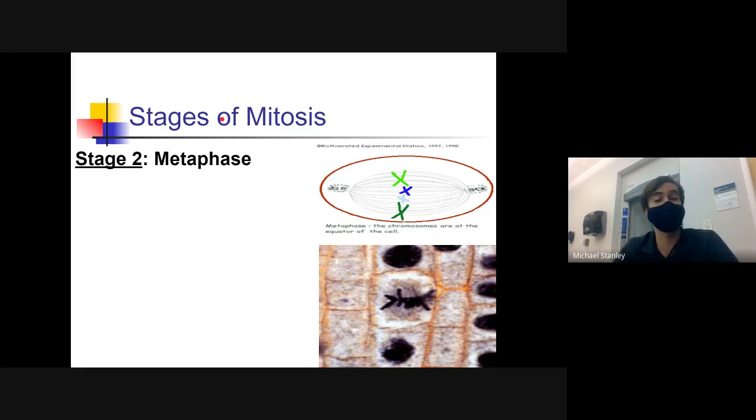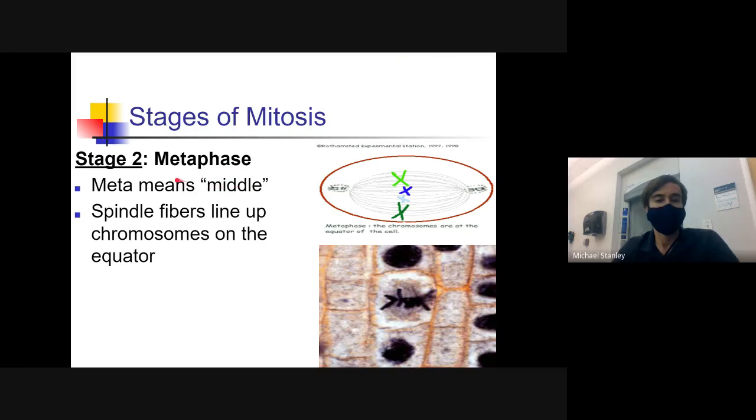The next phase is called metaphase. Metaphase is always really easy for me to remember because meta means middle or center. Also, it's M for middle. So in metaphase, the chromosomes line right up and down the equator of the cell, like right up and down the middle of the cell. That is how the chromosomes get positioned.